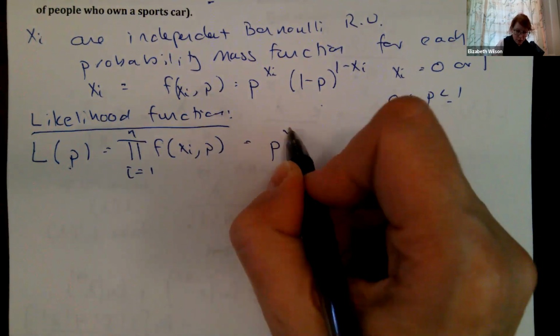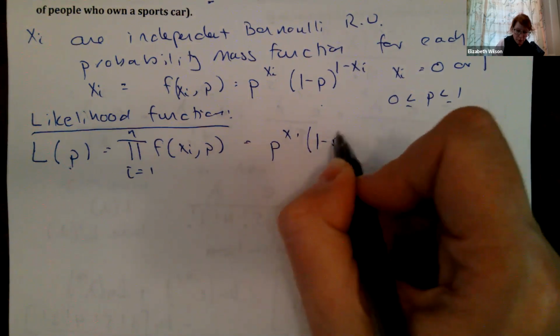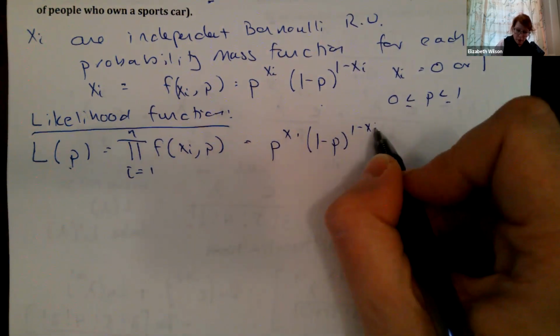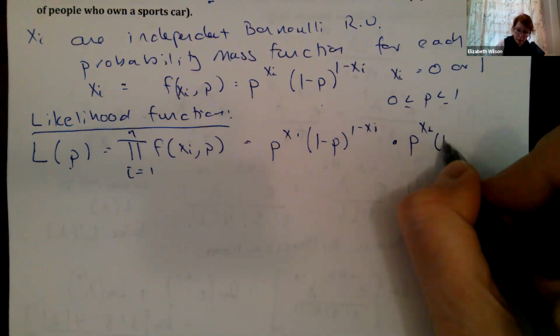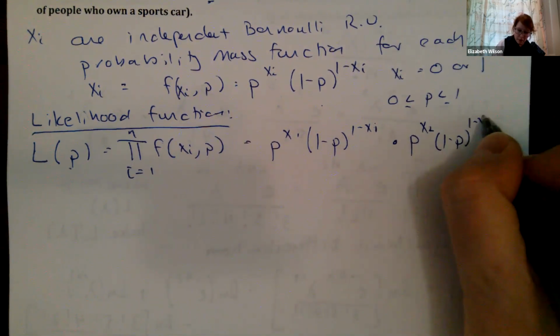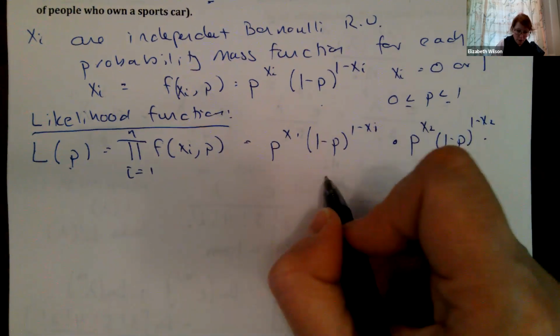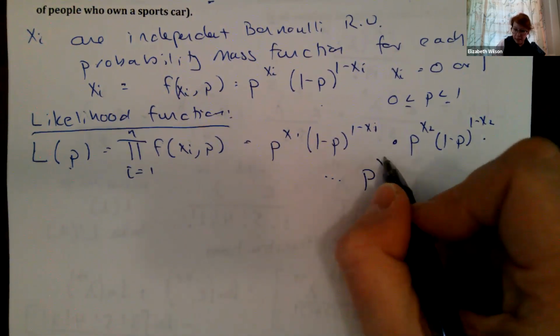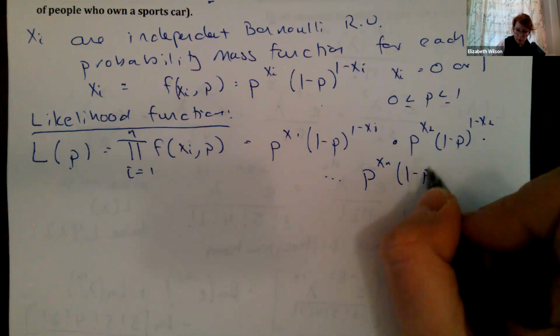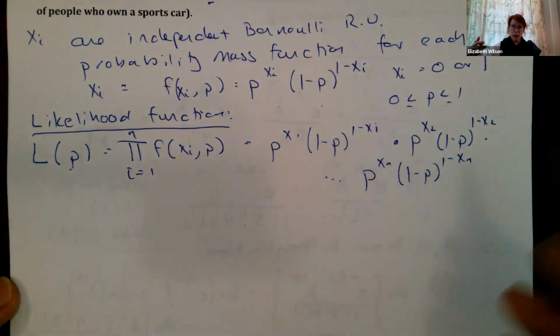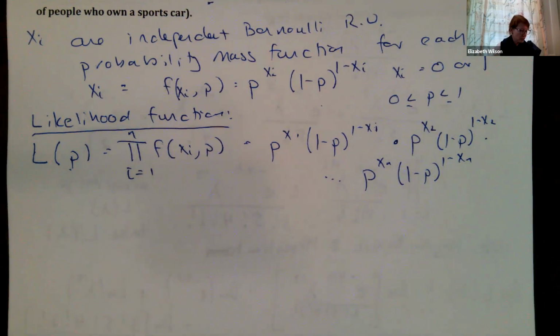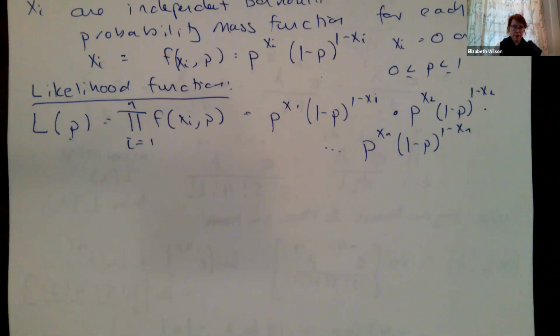So this is going to be p to the x sub 1, 1 minus p to the 1 minus x sub 1, times p to the x sub 2, 1 minus p to the 1 minus x sub 2, and we're just going to keep going all the way up to p to the x sub n, 1 minus p to the 1 minus x sub n. So n is the total number of people that we've polled. It's just a product of all of these different terms. Okay, so now I've got my product.